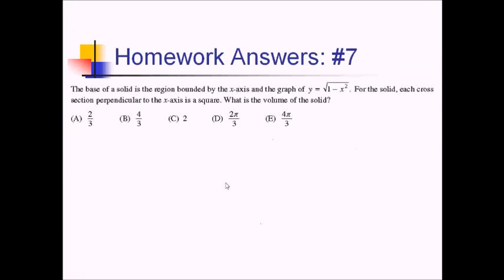For this no calculator problem, we're given the base of a solid is a region bounded by the x-axis and this graph, which is a semicircle. For the solid, each cross-section is a square, and this is perpendicular to the x-axis. We want the volume of the solid. So here's a 3D representation of the situation. So we have some semicircle with some squares coming out of it, and this isn't the exact semicircle that they gave us up here, but it'll do for visualizing this.